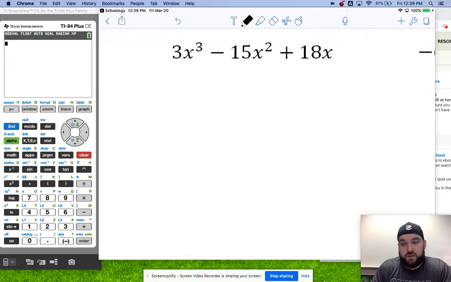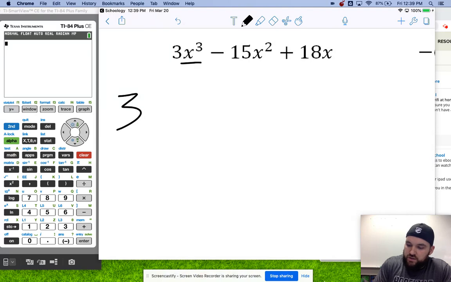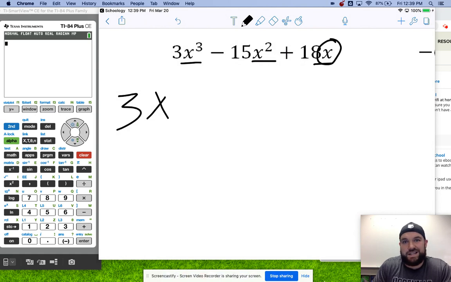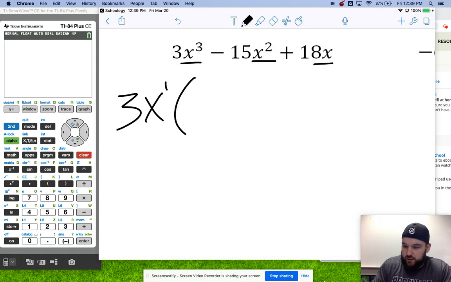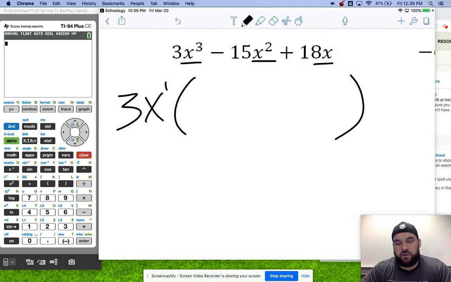There's three terms. I see coefficients of 3, 15, and 18. So I can divide all those by 3. Because the first number is positive, I'm going to go ahead and just take out positive 3. They do all have the same variable x, so x is going to be part of my GCF. But since this 18 only has one power of x, just x to the first is going to be my greatest common factor. And again, you don't need that 1 there.